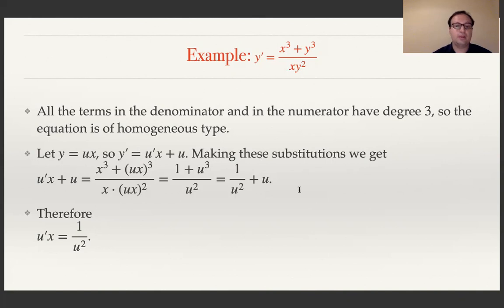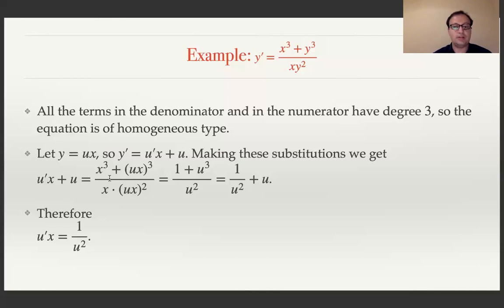Now, let's again use the substitution y equals u times x, where u is a function of x. So y prime is equal to u prime x plus u by the product rule. Making these substitutions in the equation, we get u prime x plus u, this is instead of y prime, is equal to x cubed plus u times x cubed, this is instead of y cubed, over x times ux quantity squared.